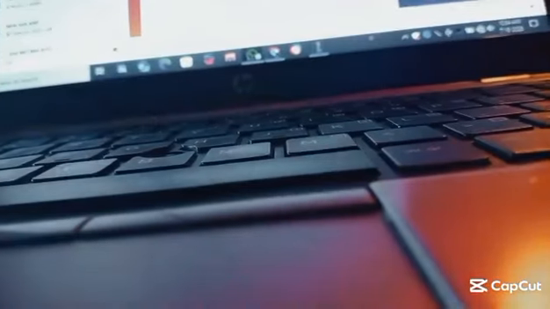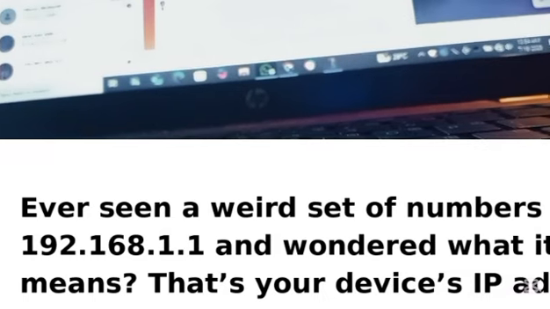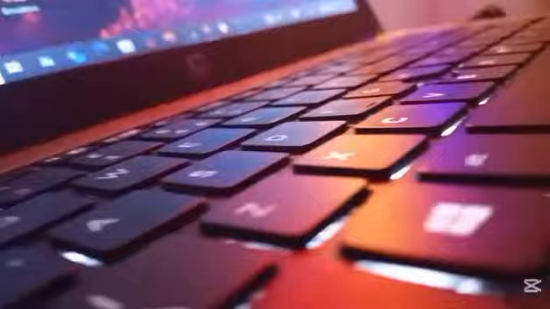Have you ever seen a weird set of numbers like 192.168.101.10? And you're probably wondering, what does this even mean? That's actually your IP address. And today I finally understood how it works. So let me break it down in a simple way.